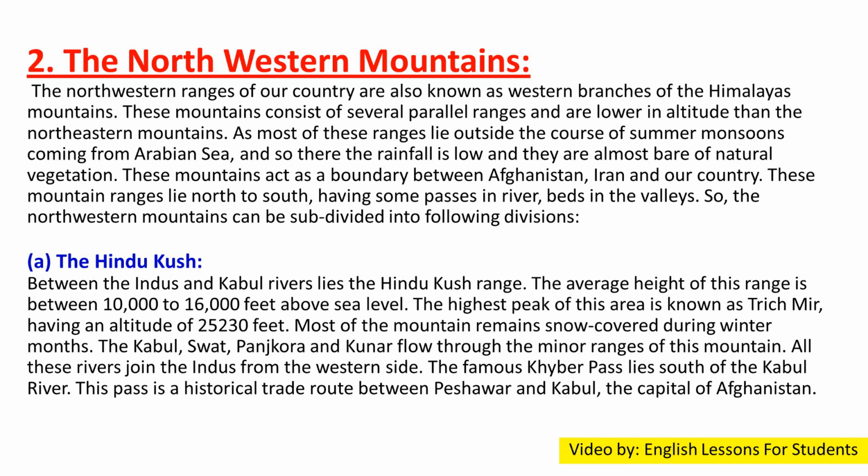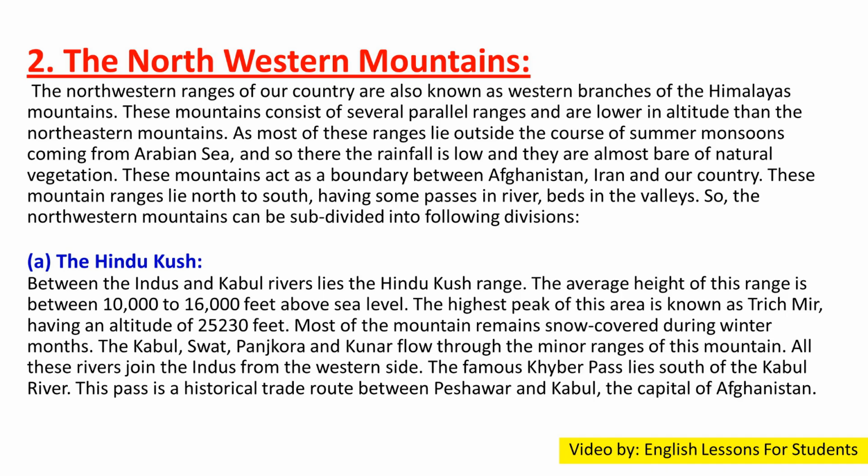The northwestern ranges of our country are also known as western branches of the Himalayas mountains. These mountains consist of several parallel ranges and are lower in altitude than the northeastern mountains. As most of these ranges lie outside the course of summer monsoons coming from the Arabian Sea, the rainfall there is low and they are almost bare of natural vegetation.